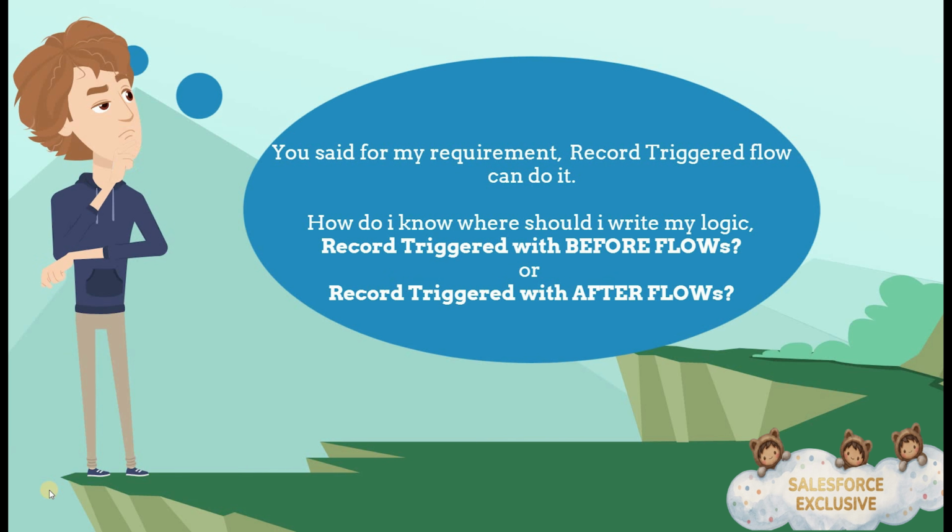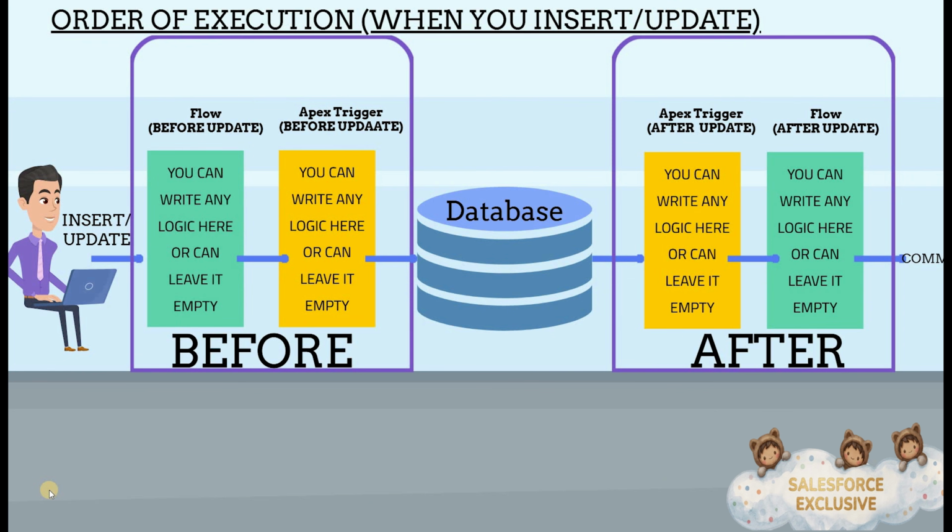You said for my requirement, record trigger flow can do it. How do I know where should I write my logic? Record triggered before flow, record triggered with after flow. And this is an excellent question. Let me help you with that. So you see the blocks which are available before it inserts into the database are called before blocks. Before flow and before triggers will have that. And so does for after trigger and after flow, after update flow.